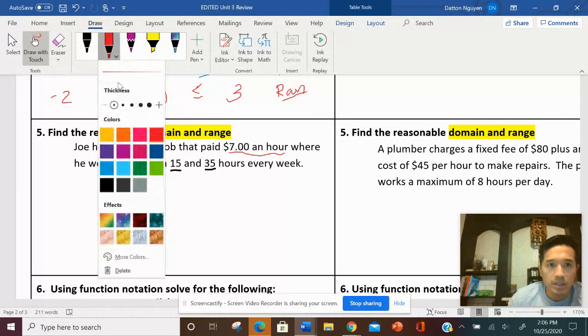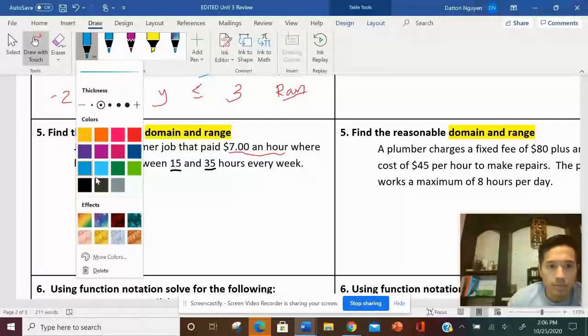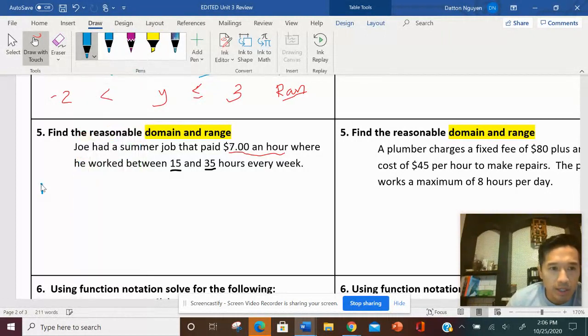So I'm going to go ahead again, use my domain, use the blue. And so my domain, D for short, is from 15 hours to 35 hours. That sounds reasonable. That's the amount of hours I can work. Okay, so here, that's my domain. Okay, now my range is in red.